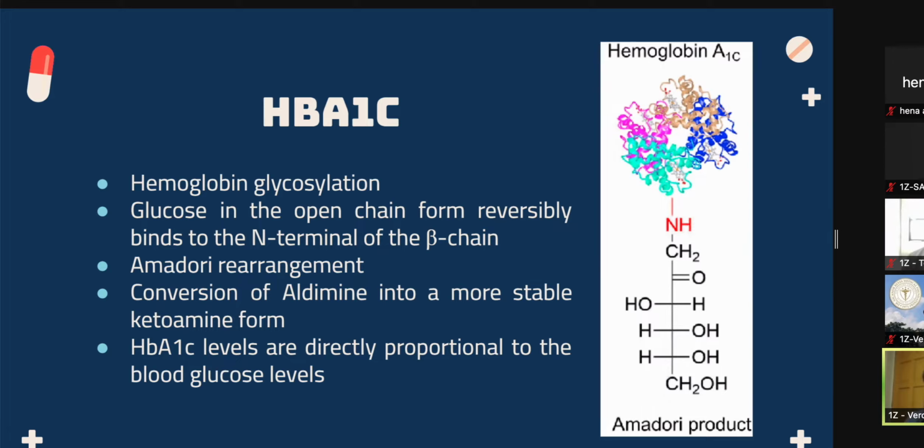HbA1c underestimates average glucose levels in conditions that shorten the average circulating red blood cell lifespan, such as hemolysis, sickle cell anemia, transfusion, cystic fibrosis, and iron deficiency anemia. So HbA1c will be further discussed later on for the diagnosis.